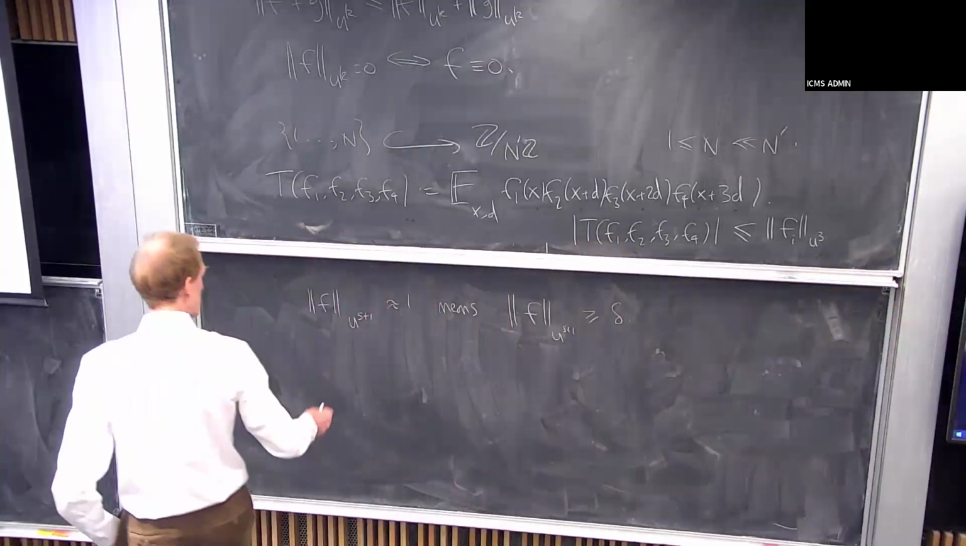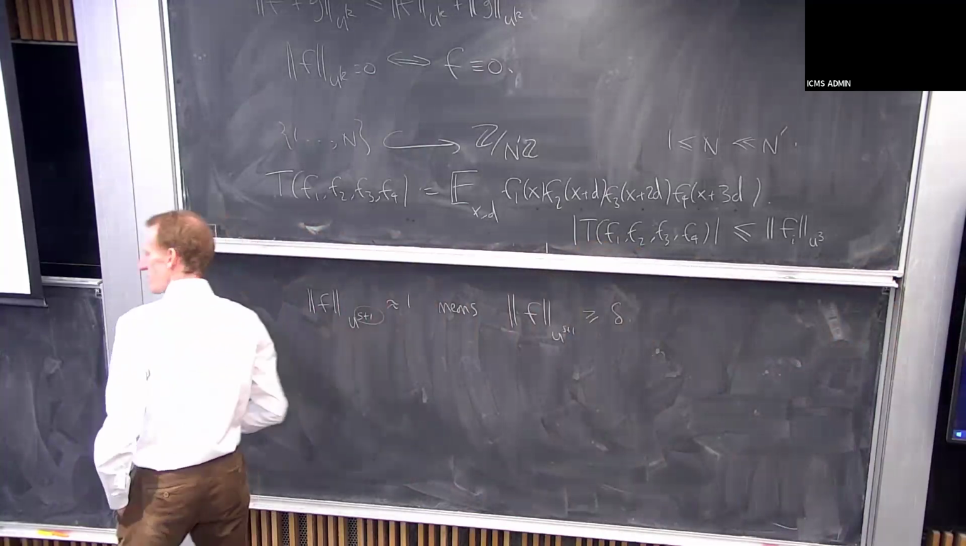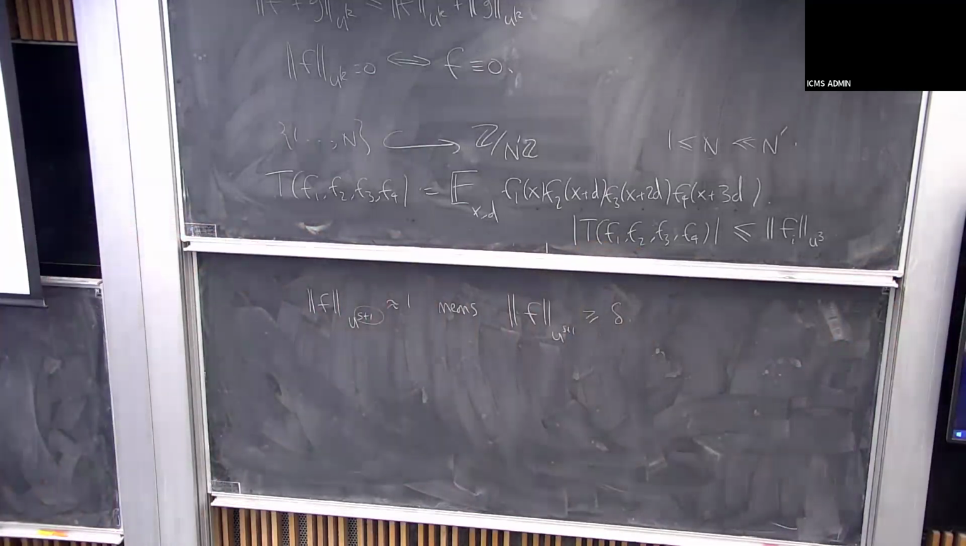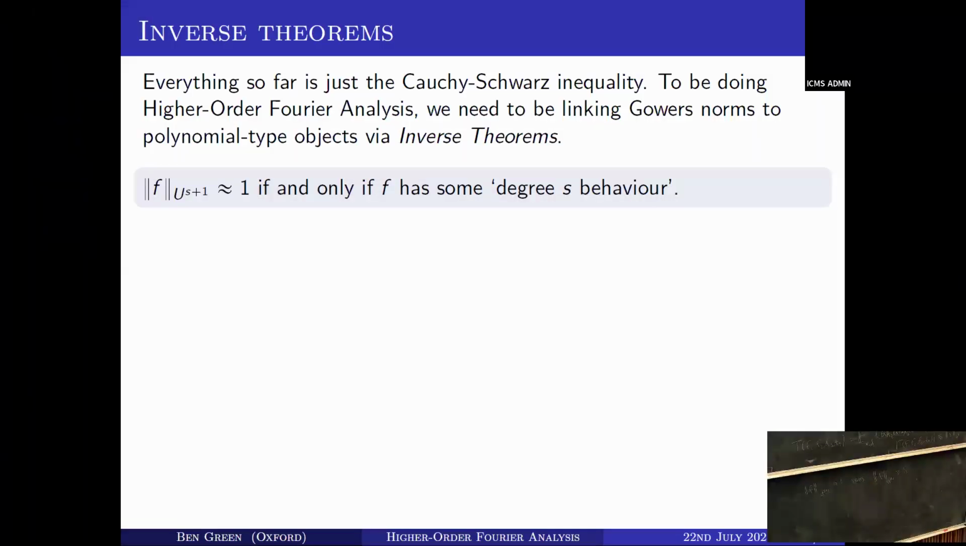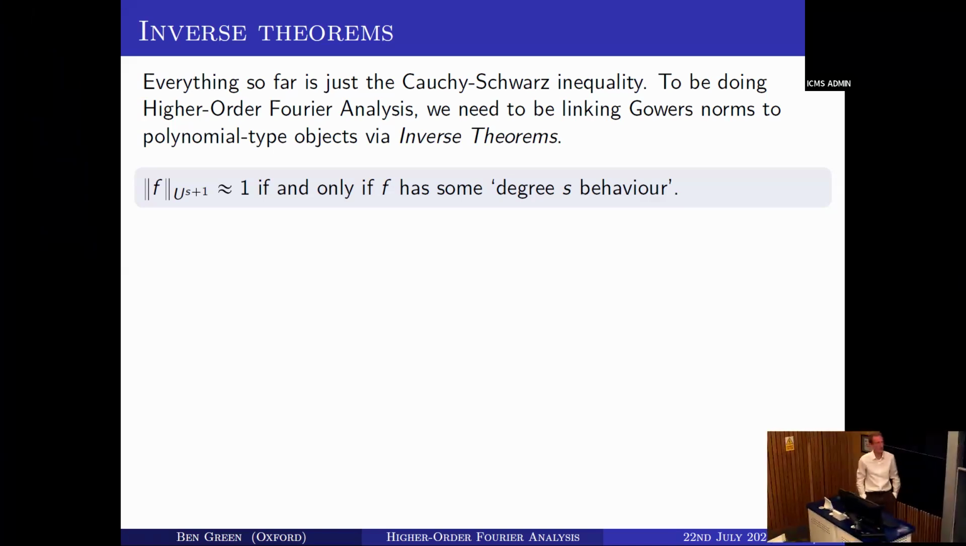Also, sometimes we talk about U^k norms. Sometimes I talk about U^(s+1) norms. The reason we tend to write U^(s+1) is that that's the norm that's linked to degree s behavior. It's a convenient way to write. So an inverse theorem is any kind of result of this type: the Gowers norm of a function is large, close-ish to 1, if and only if the function has some degree s behavior, actually related to some algebraic degree s object.